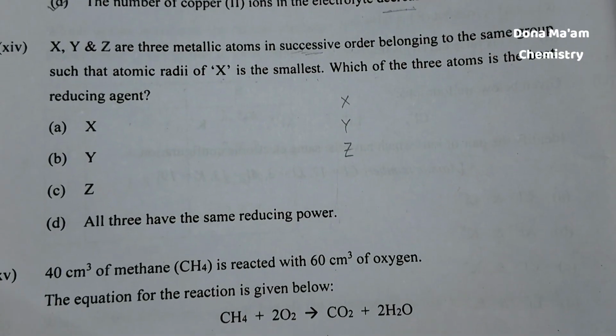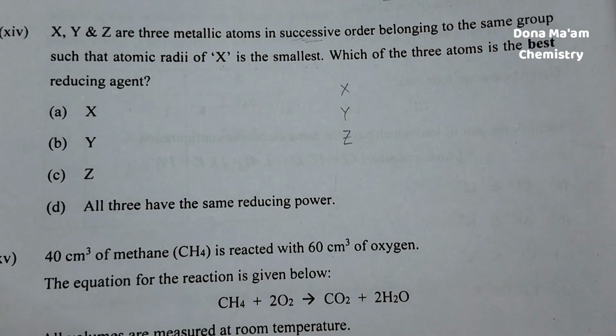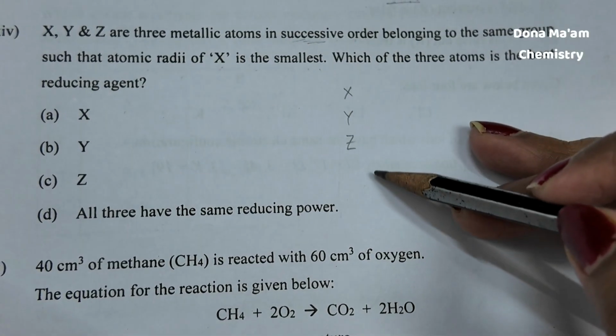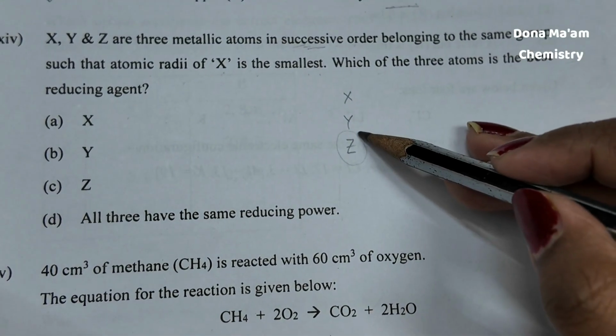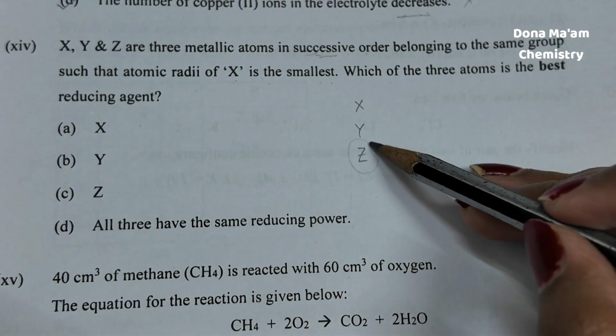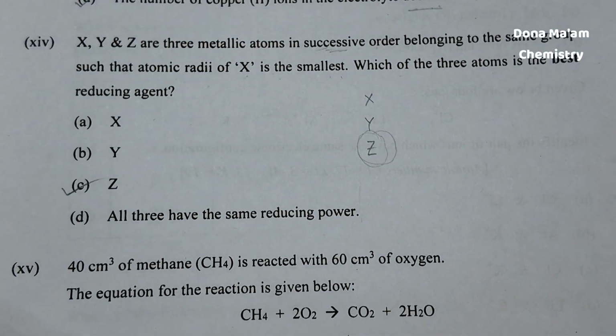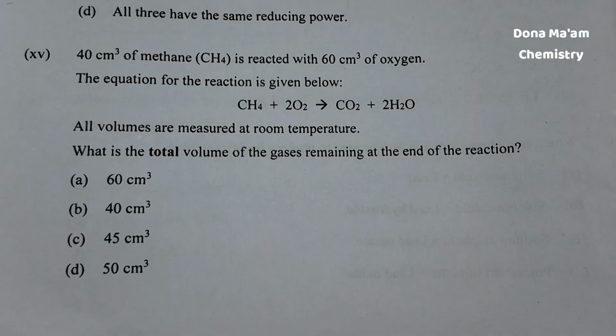According to it, reducing agents are metals, and metallic character down the group increases. So the best metal is Z, and the best reducing agent is as well Z, because metals are only the reducing agents. Next comes again a question from Mole.